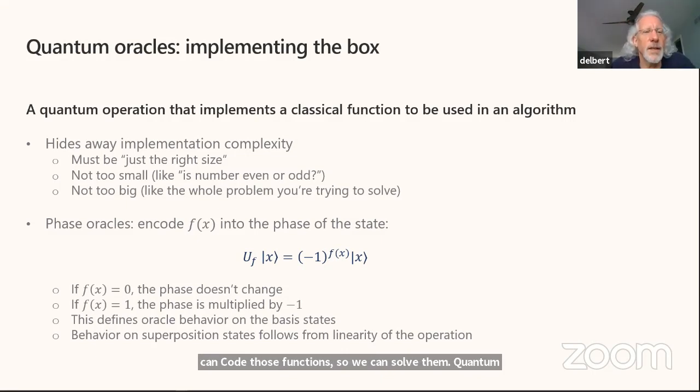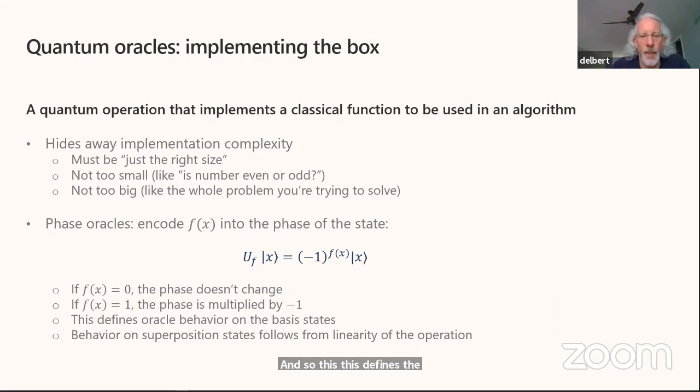That is the way we can encode those functions so we can solve them quantumly, okay? So if f of x is equal to 0, then of course it's the 0th power, and -1 to the 0 power is 1. If f of x is 1, then we multiply the phase of our output by -1. And so this defines the oracle.